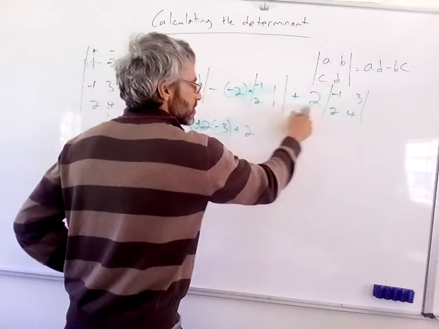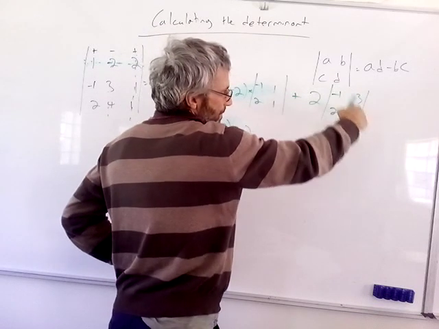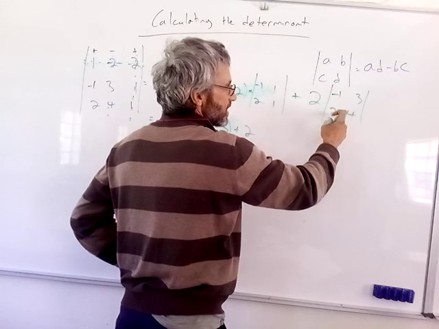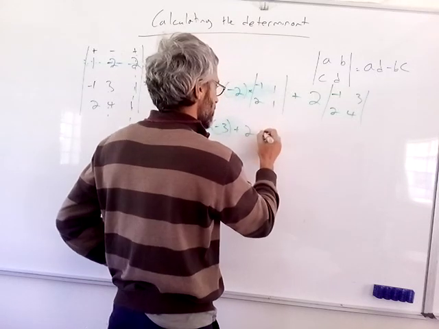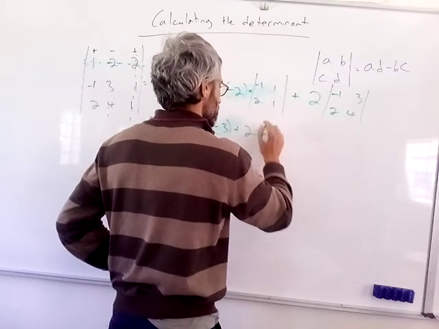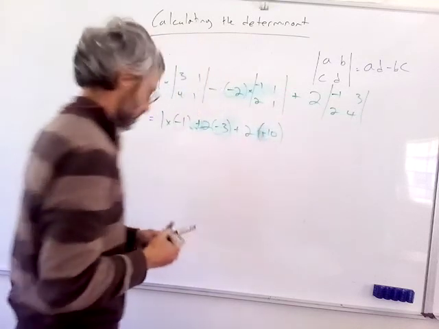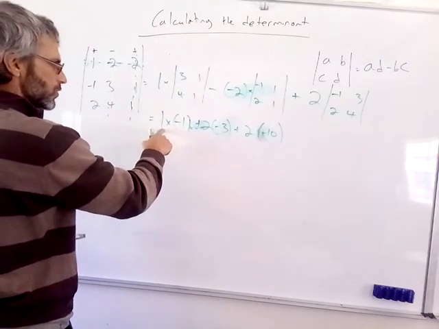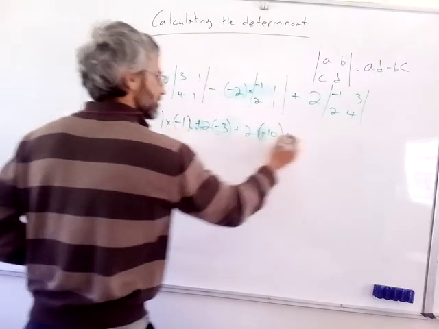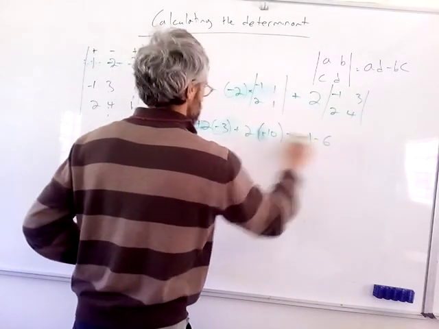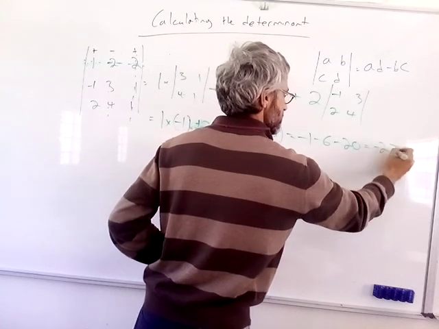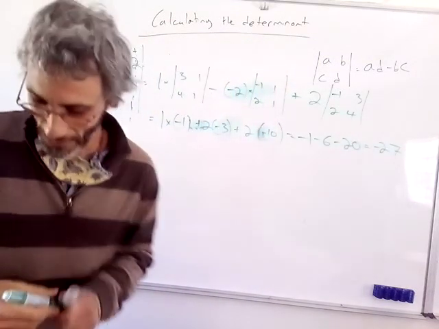Plus 2 times the determinant of this. Minus 1 times 4 is minus 4, minus 6. What is minus 4 minus 6? It's minus 10. So that's minus 1, minus 6, minus 20, we're getting minus 27. Let me just check that we got it right.